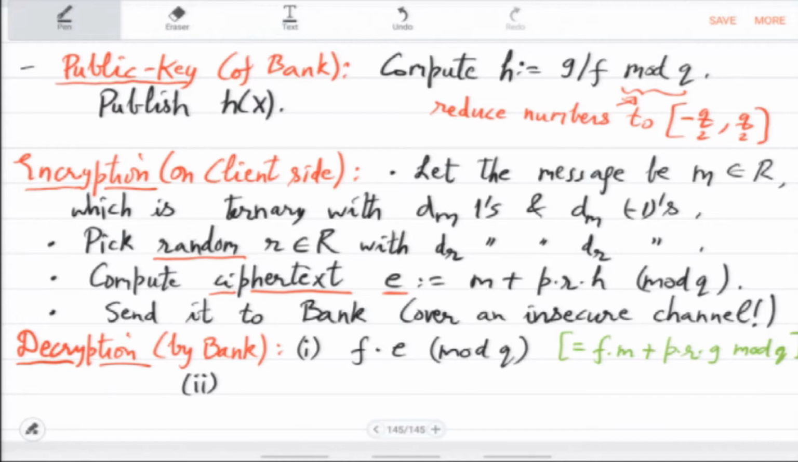In step 2, go mod p. Now what happens when the bank computes f times e, reduces it mod q, and then further reduces mod p? So note that both these things, both of them, have small coefficients.